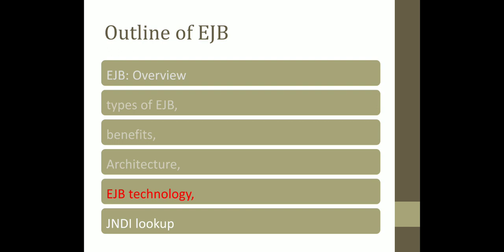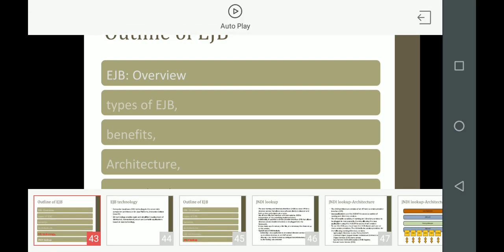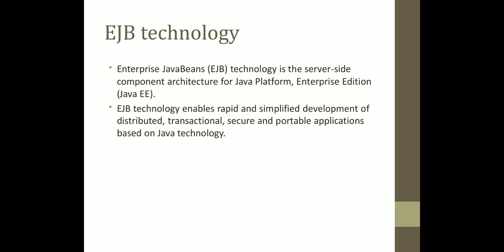So when the question is asked to define the three-tier architecture of EJB, then you have to first describe the definition of EJB plus the architecture of the components that are taken as tiers or as roles one by one. Okay. So this is about the architecture. Then EJB technology is the next part. The enterprise Java Beans technology is the server-side component architecture for the Java platform, enterprise edition, that is Java EE. Okay. The EJB technology enables rapid and simplified development of distributed, transactional, secure and portable applications that are based on Java technology.